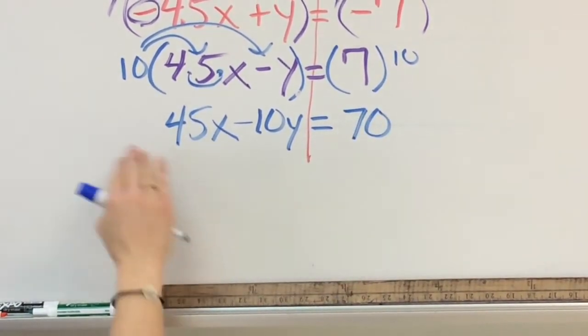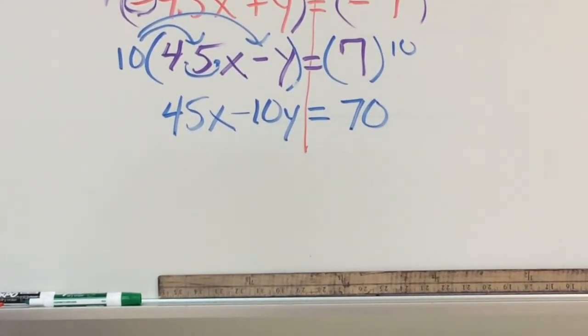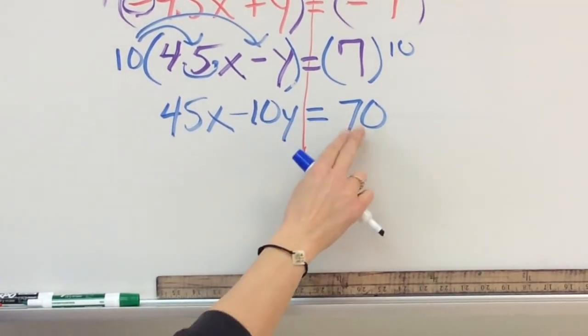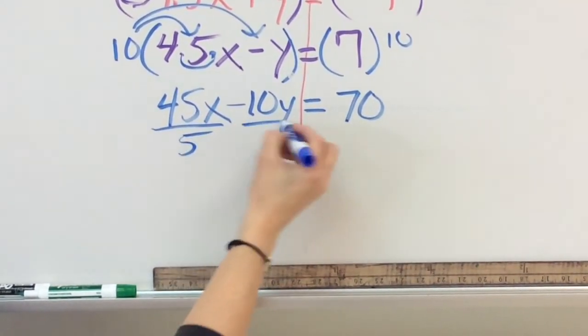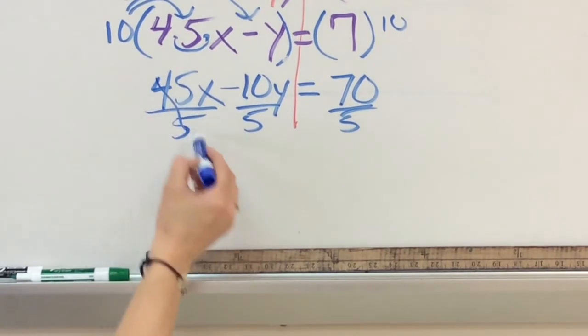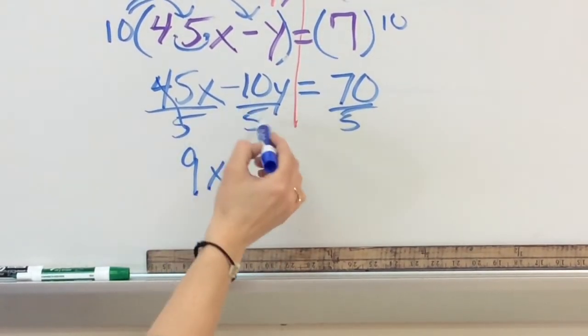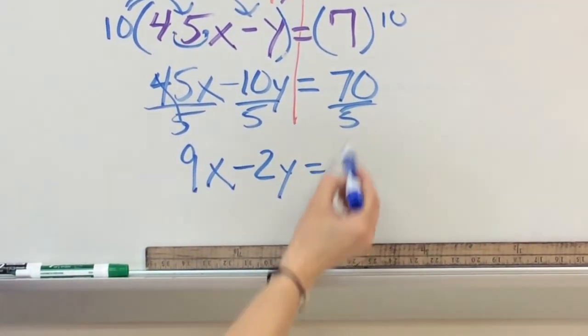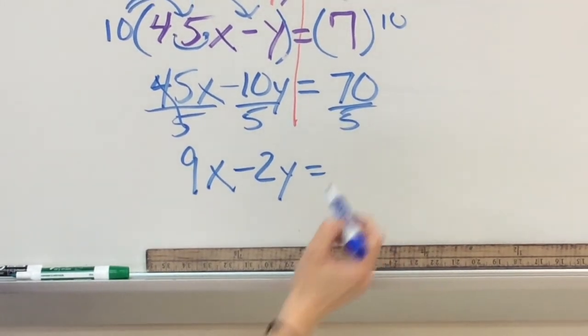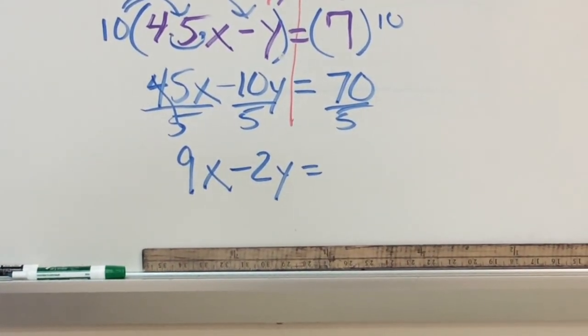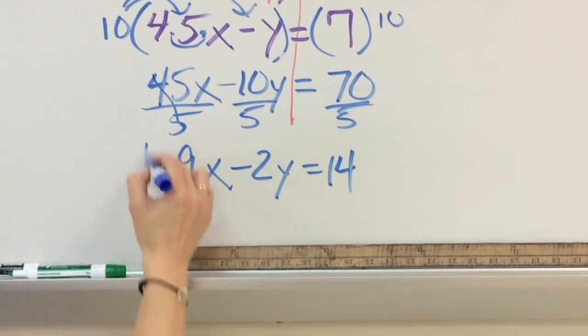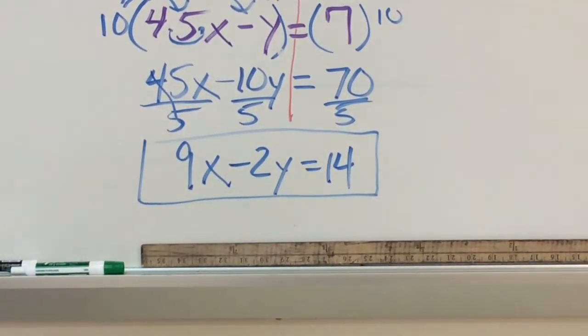Now you want to double check that your equation is simplified, and you can see here that 45, 10, and 70 are all divisible by 5. So 45 divided by 5 is 9, 10 divided by 5 is 2, and 70 divided by 5 is 14. And there we have the equation in standard form.